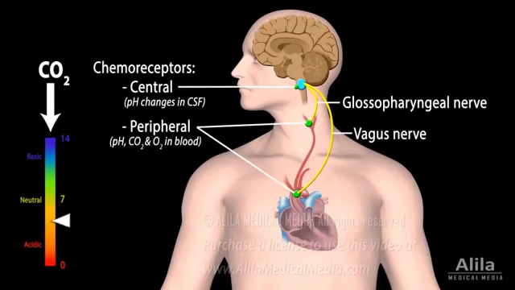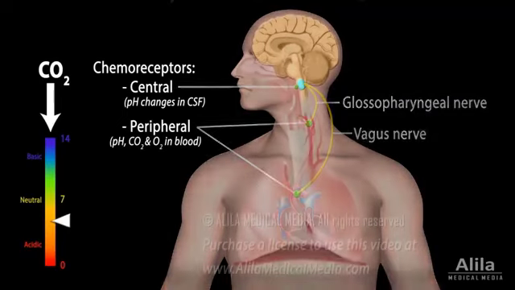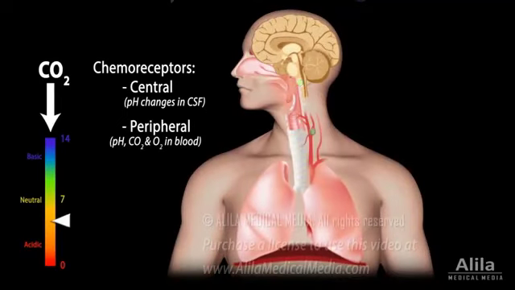An increase in carbon dioxide, such as during exercise, causes a decrease in pH, which is sensed by central or arterial chemoreceptors and leads to deeper, faster breathing. More carbon dioxide is exhaled, and blood pH returns to normal.